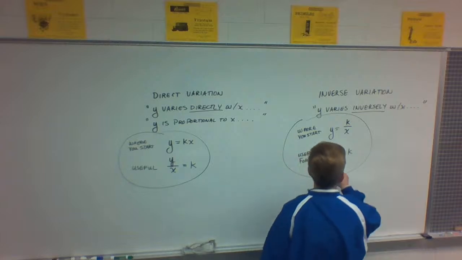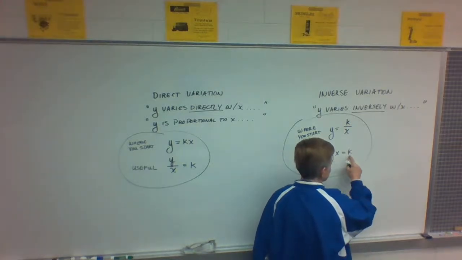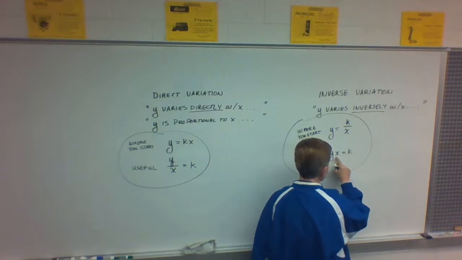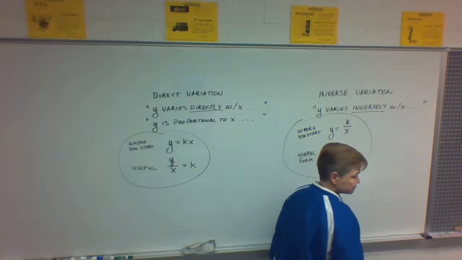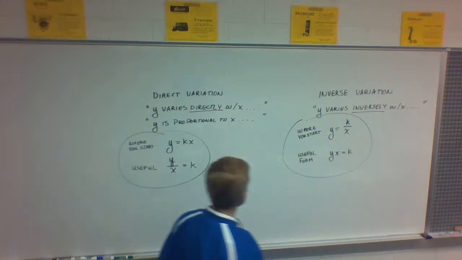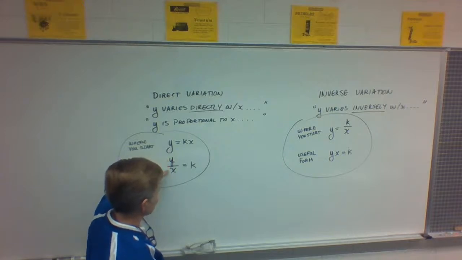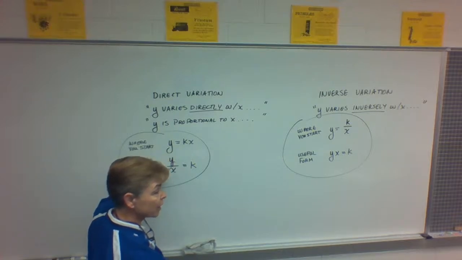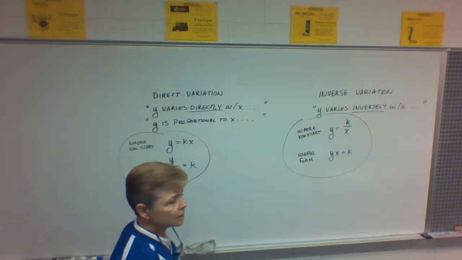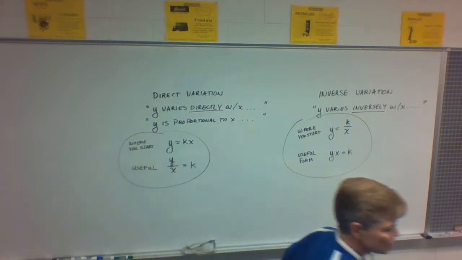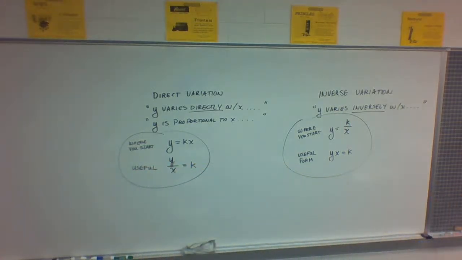If I was to multiply y times x and get some number, and then take another y-x combination, multiply it, get the same number that I got before, take another one, multiply them together, get the same number, I know it's inverse. On the other hand, if that doesn't work, if I took a y value and divided it by the x that goes with it, got a number, and if I take another y value and divide it by the x that goes with it and get the same number I got before, that would be evidence that it's direct. You see? So let's try the first one out.